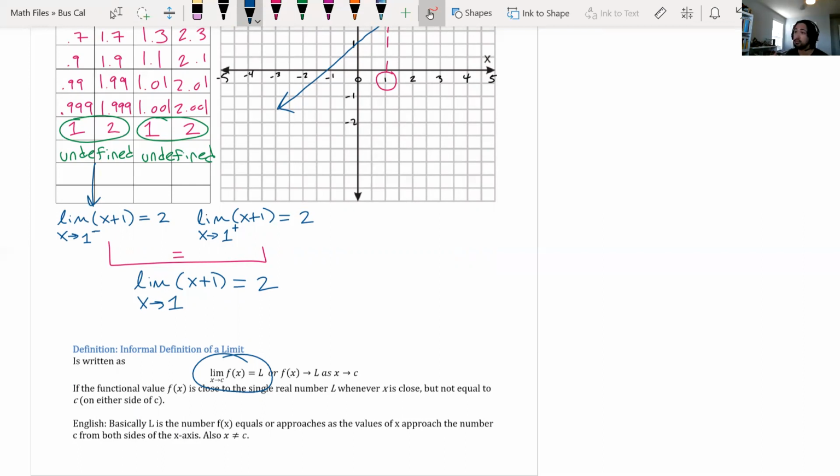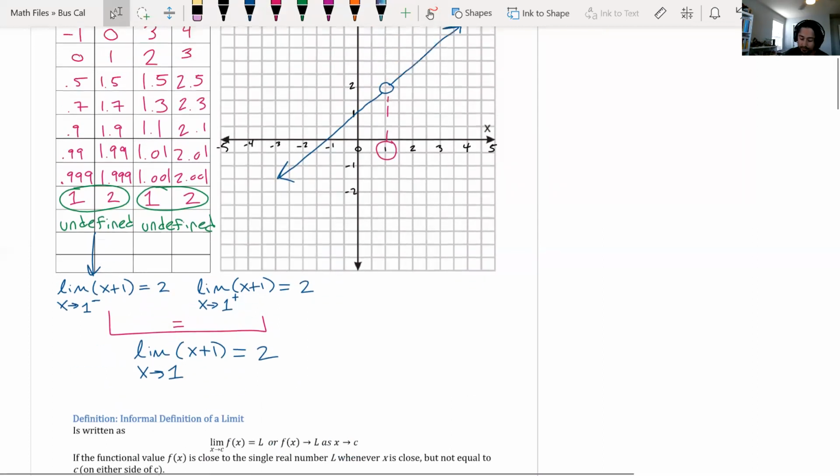So again, what we worry about with the limit is as x approaches the number, what is y doing? What number is y getting close to? So that's what these two say here. As y approaches the limit, or y approaches some number L as x approaches some number c. That's it. Nothing crazy. All right.